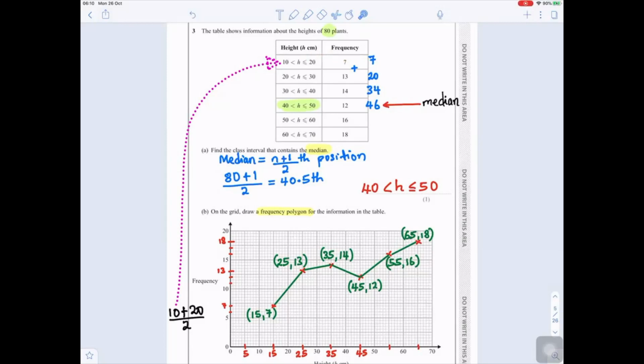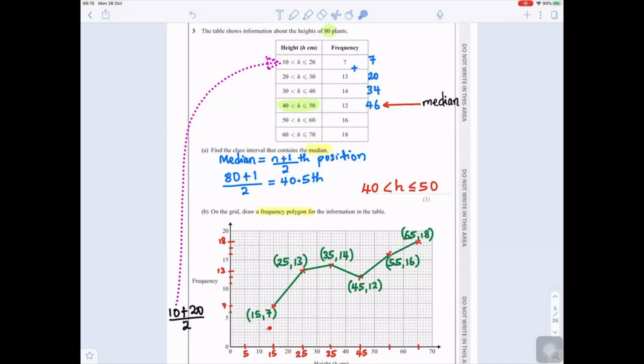The next one, 20 add 30 is 50. Divide by 2, that will give us 25. So we're going to use 25 and 13. The next one, 30 add 40 gives you 70. Half of 70 is 35. So we're going to use 35 and 14. What we are working out is the midpoint: add the two numbers at the ends, divide by 2.